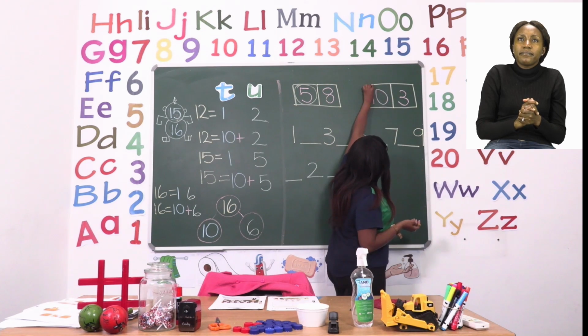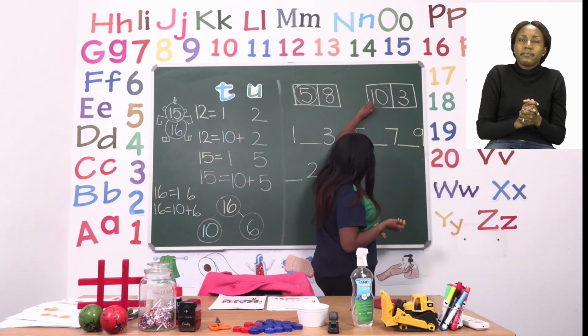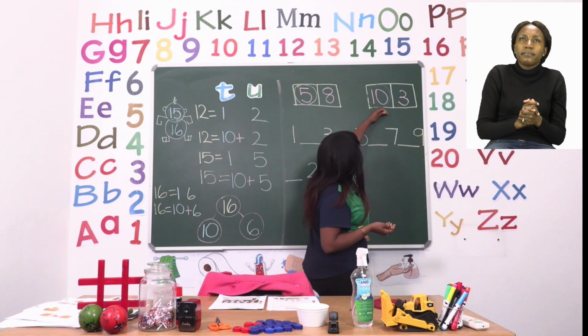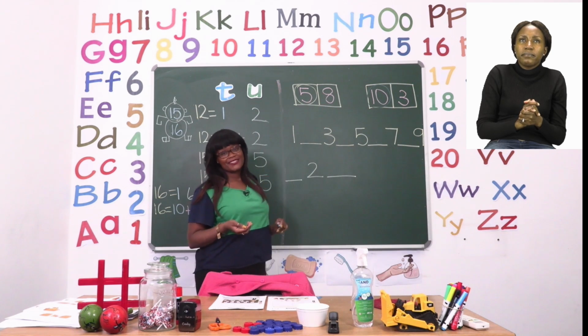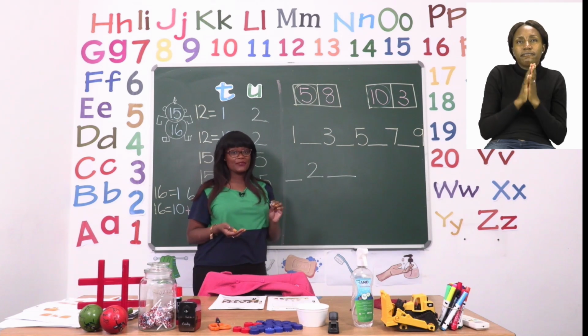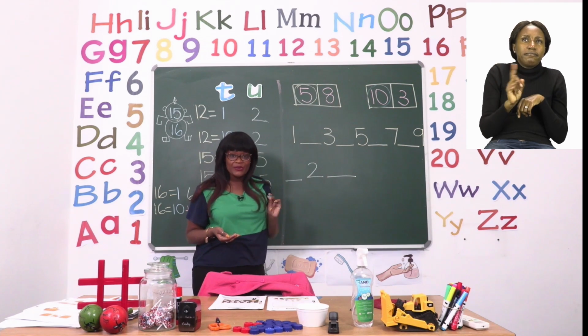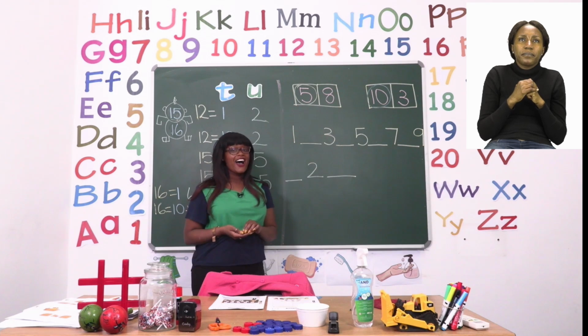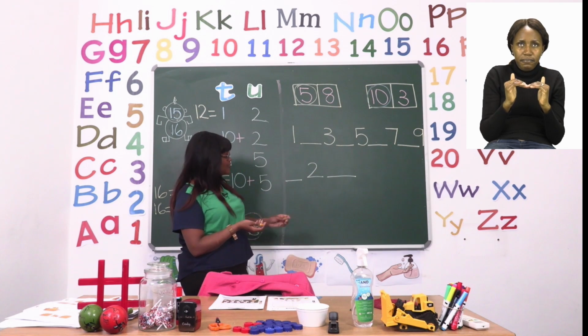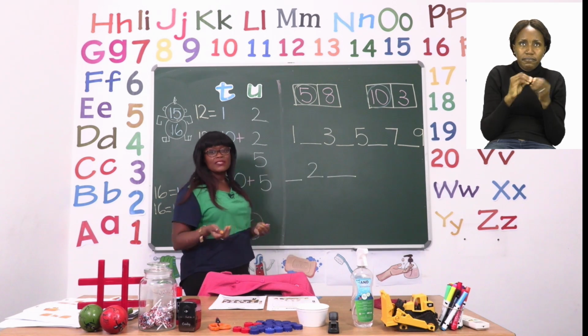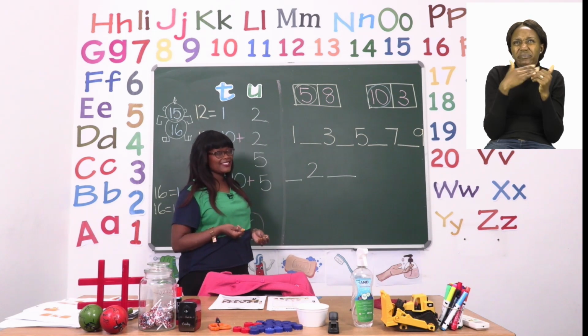So you can even circle in a different color to show that these are the bigger numbers and then these are the smaller numbers. Take your time, boys and girls, with that one and make sure you use your number line correctly. After that, you want to fill in the missing numbers. So this one is very easy. We're just going to do it together.